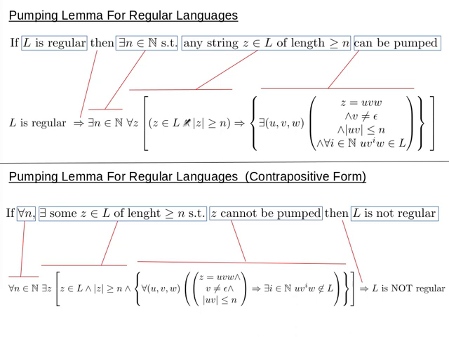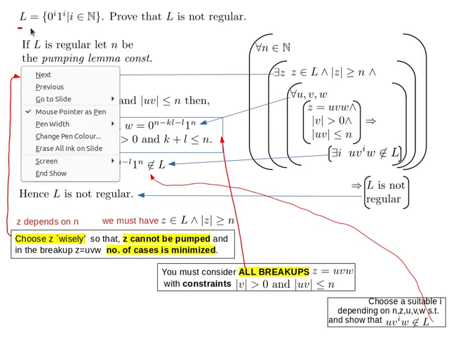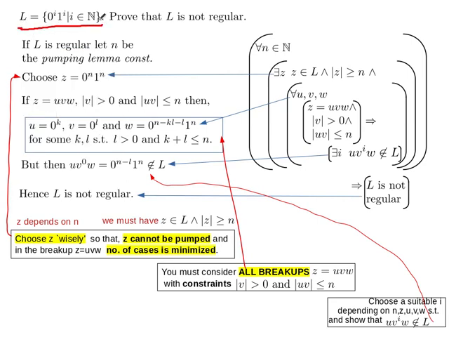So our first example is this one. So this language, okay. So 0 to the i, 1 to the i, so that means it has an equal number of zeros and ones, and zeros first and then ones. Okay. So we will prove that this language is not regular.